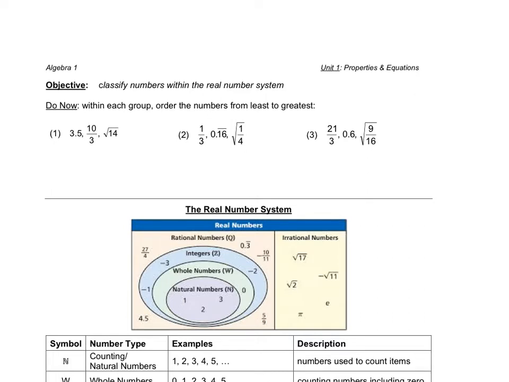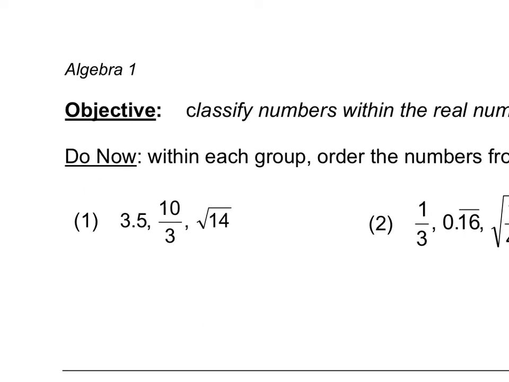So we conclude that, let me just do it this way, I like it this side, that the 10/3 is the smallest, the 3.5 is medium rare, and the root 14 is the well done.